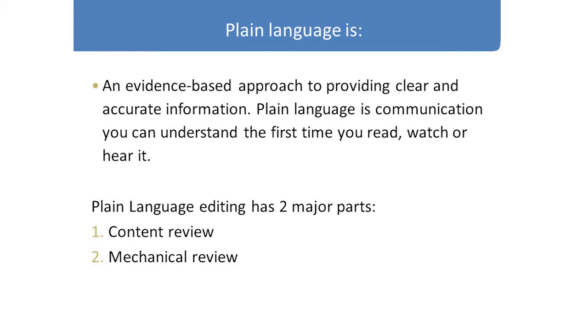And then there's the mechanical review, which is looking at things like how many words are in that sentence and how many syllables are in the words. And then how many sentences are in that paragraph. So there's sort of 2 parts to plain language, and it's the kind of thing that as you start noticing it, you can build up a real level of expertise with it. But those are the total simple breakdown of it. So plain language is an evidence-based approach to providing clear and accurate information. Plain language is communication that you understand the very first time you hear, read, or see it. So it's just very straightforward.